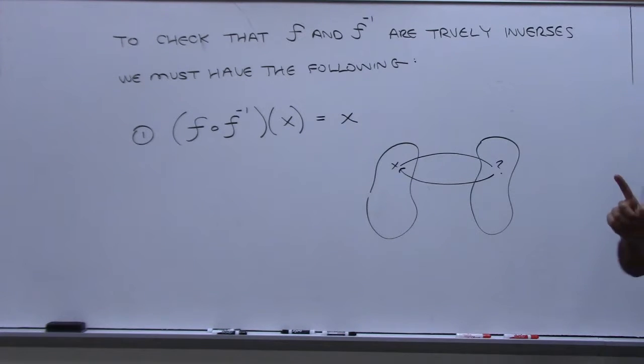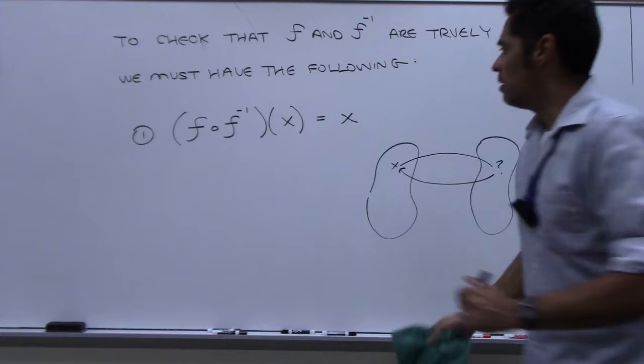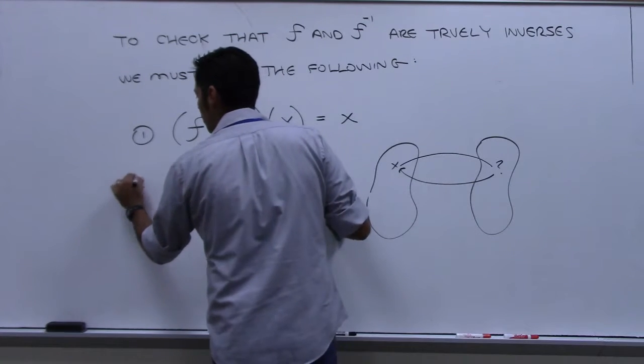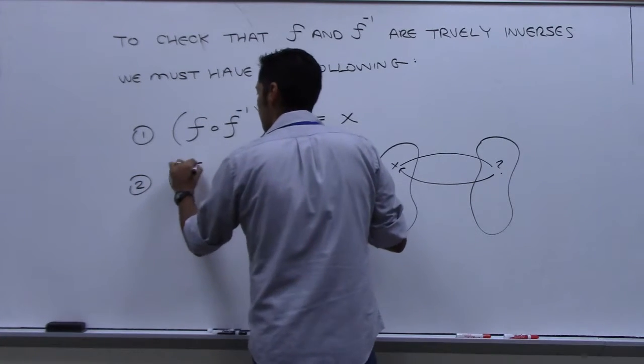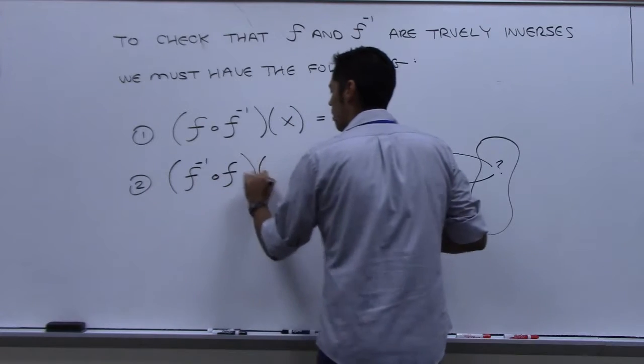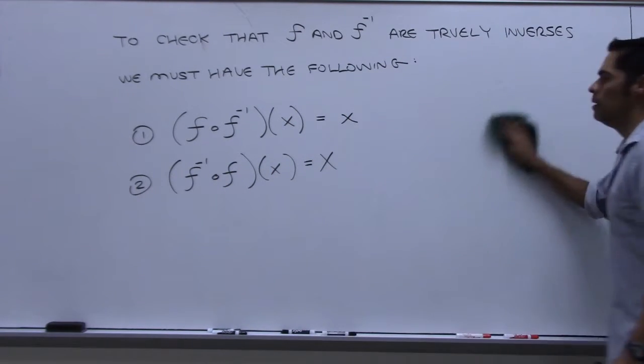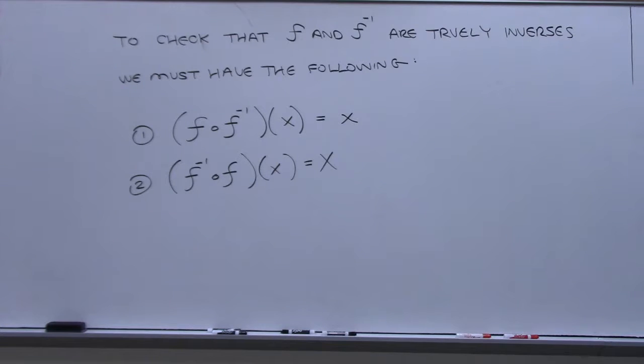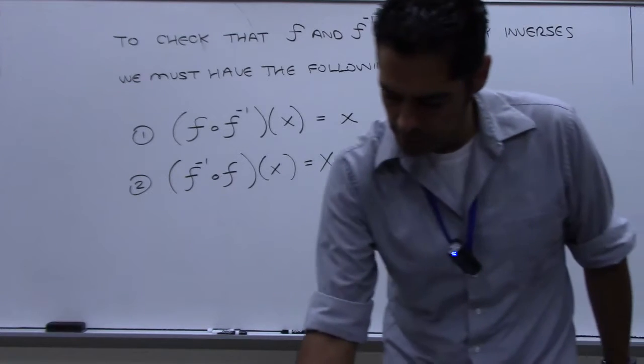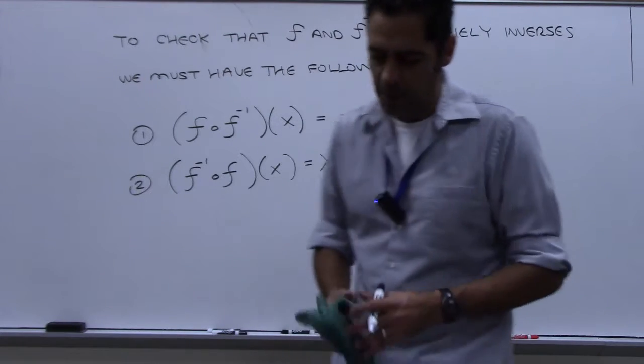But that composition has to work both ways. So not only does this have to be true, it has to work when your composition is flipped over. That's how you check to see if two functions are inverses. So let's go ahead and do that. Let's do a problem where we have to verify it.